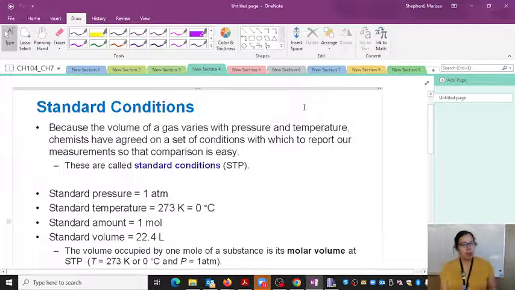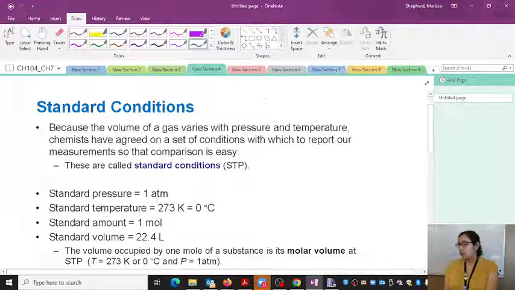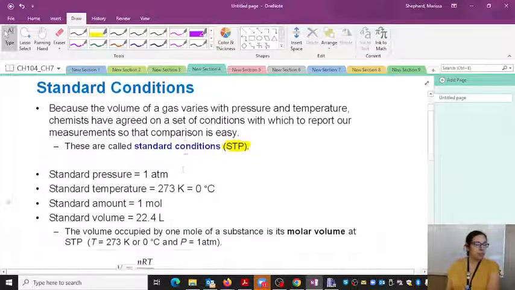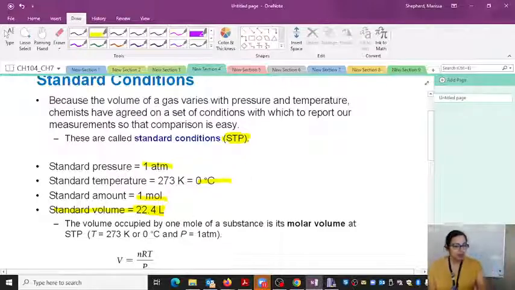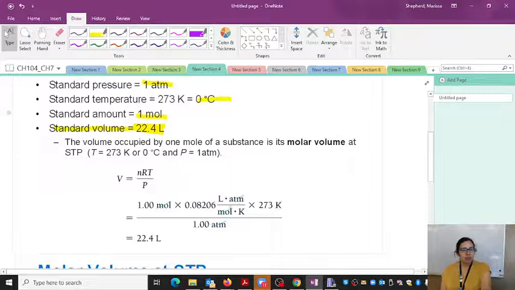Now we have this thing called standard conditions. You might see this in a word problem, for example, and it's abbreviated STP. Standard conditions just mean you're at 1 atm, 0 degrees Celsius, 1 mole of substance, and then our standard volume. This might go back to your R question, how they got that. They determined that the volume of 1 mole of substance at this condition is 22.4 liters. I would highlight that, circle that, because that is extremely important.